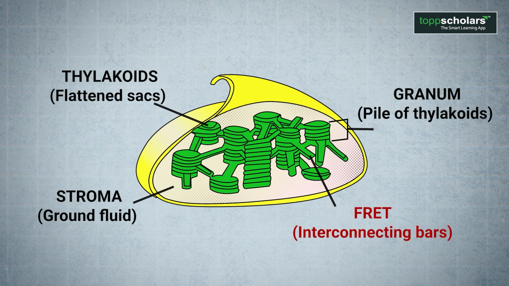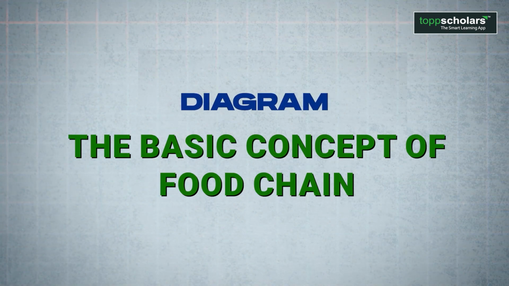And then fret are membranous long structures connecting grana and creating channels within stroma. That's all for the chloroplast structure. Next, we will understand the basic concept of food chain by observing the picture.